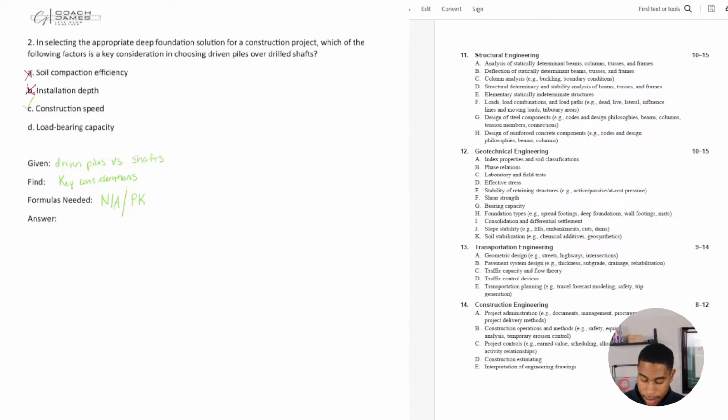And then the load bearing capacity. Drilled shafts beat out driven piles. It is one of the highest load bearing capacities. So no. So answer is C.